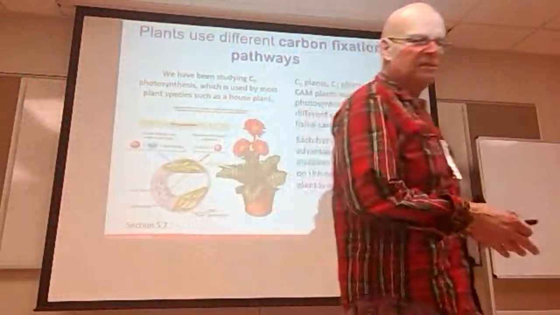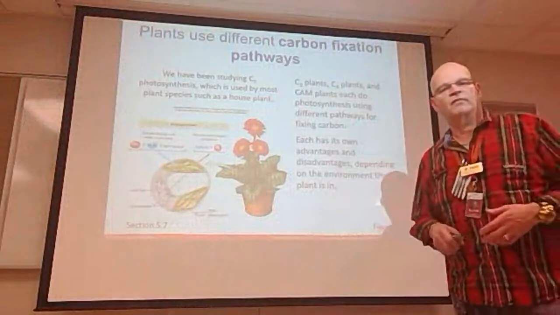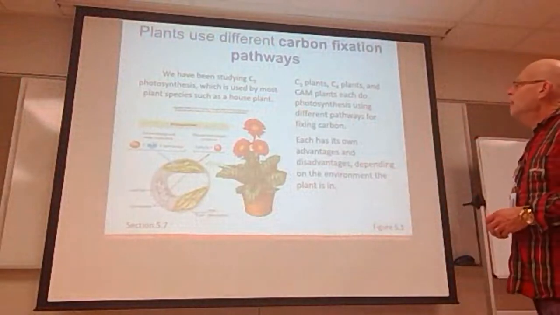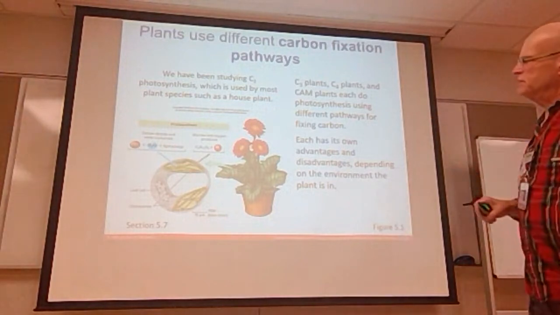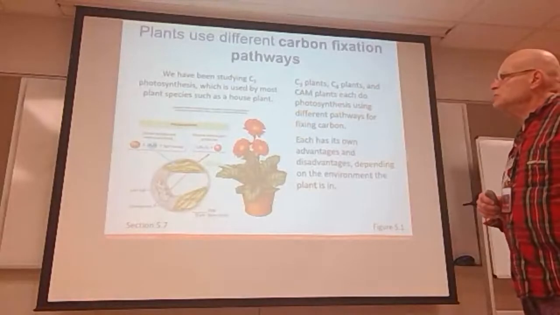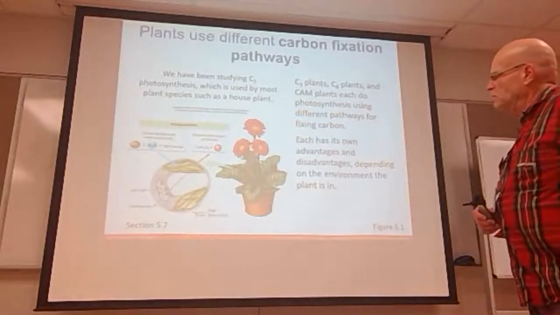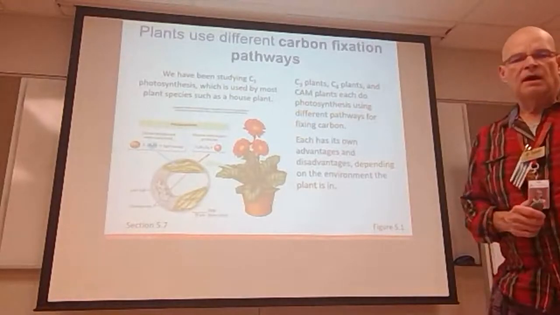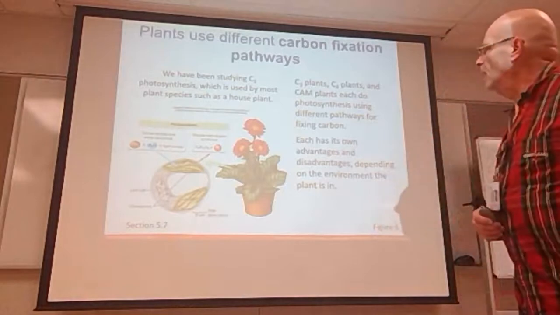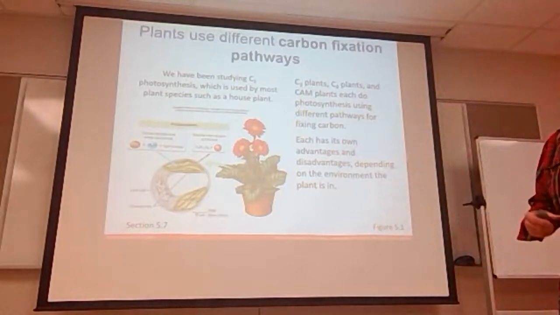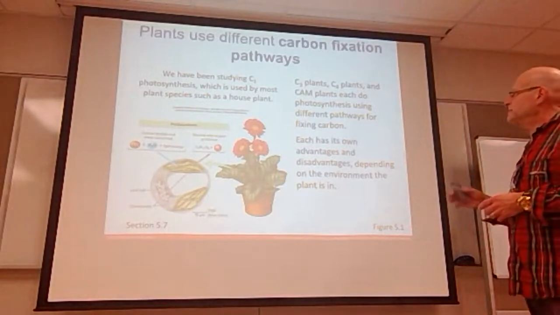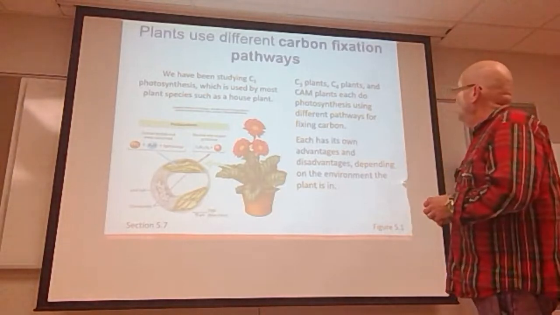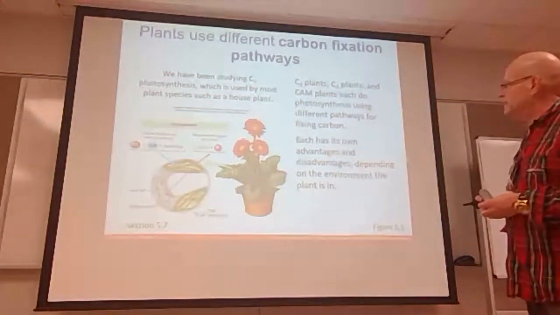Plants don't necessarily do things the same way. All plants don't perform photosynthesis the same way. There's actually 3 different types of plants. The one we've been talking about so far is C3 photosynthesis, which is used by most plants. Most house plants that you would have in your home are C3 plants. There are, however, a couple of other types of photosynthesis pathways. There are plants that are called C4 plants, and there are plants that are called CAM plants.